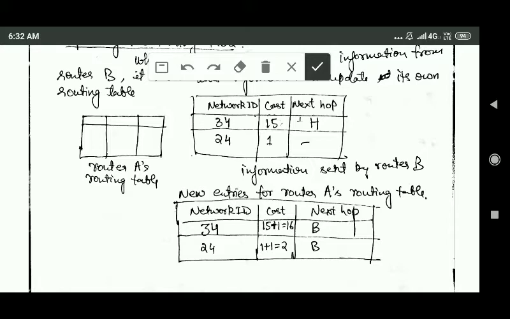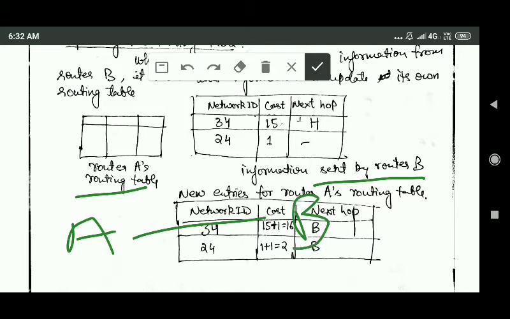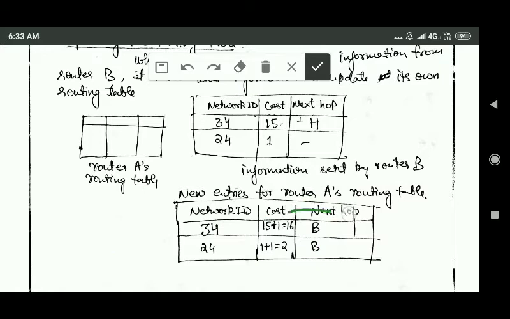So first of all, it will form the entries for its routing table by using the information sent by router B. One thing in this case: in distance vector routing, each router shares the information about the network only with its neighbors. So when router A receives the information from router B, it means there is a direct link between router A and router B. Router B is the neighbor of router A. Now see how the new entries will be formed by router A for its routing table.